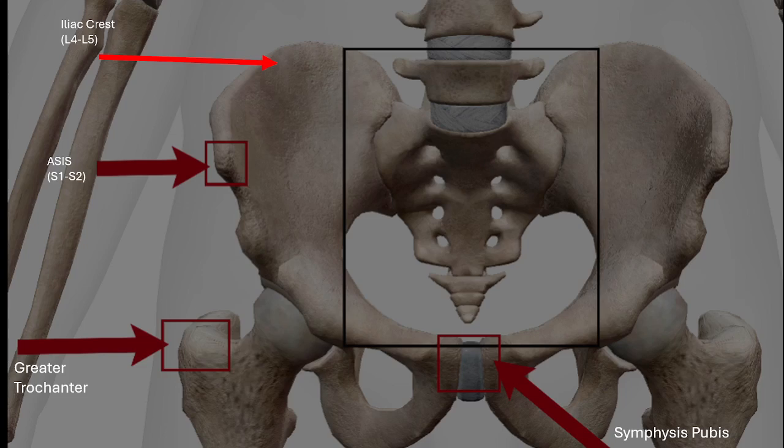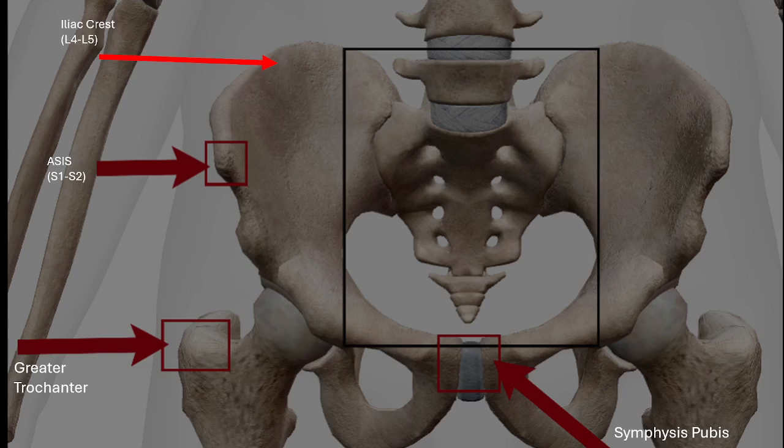Next, let's talk about important landmarks for positioning. The center ray for an AP axial sacrum is aligned mid-sagittal and 2 inches superior to the symphysis pubis. The symphysis pubis is never to be palpated, so an alternative landmark can be palpated that is similar in location, which is the greater trochanter.